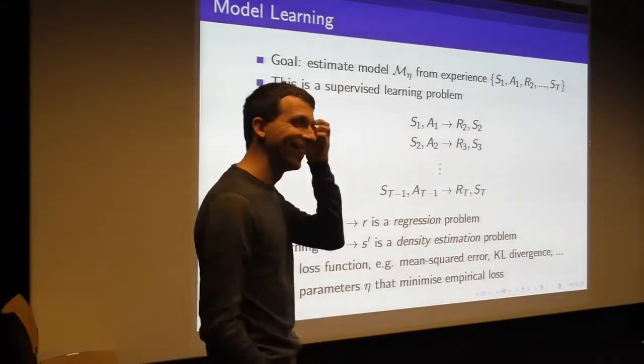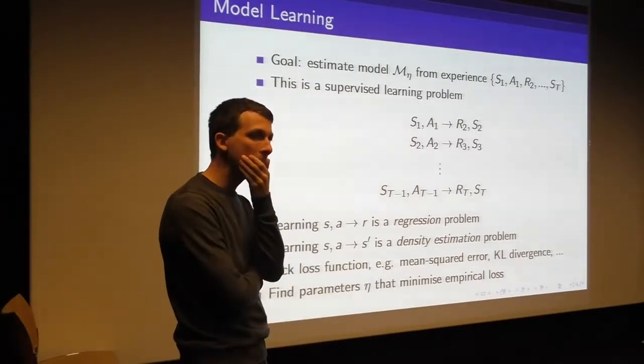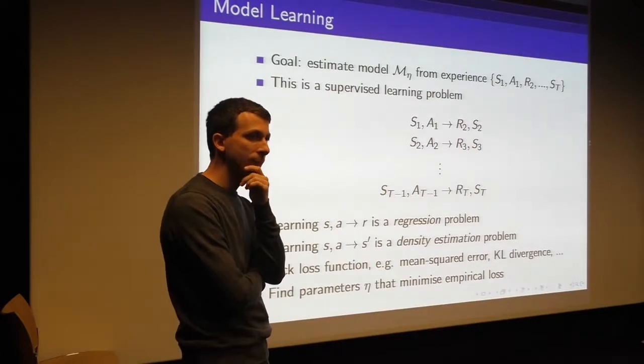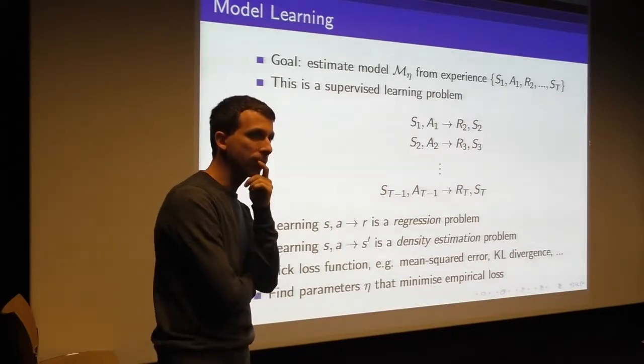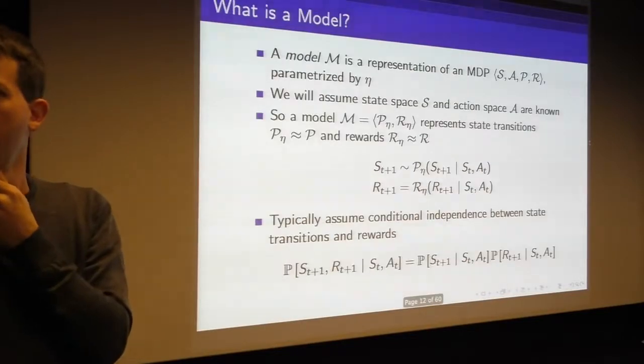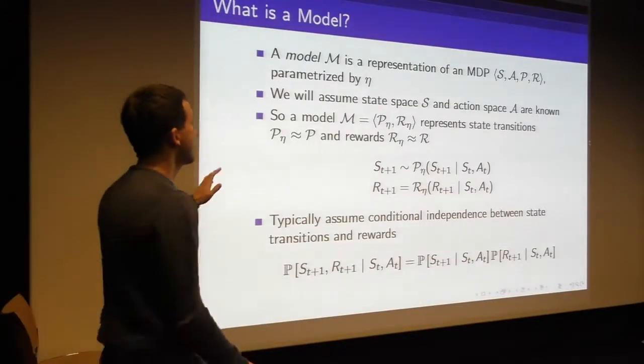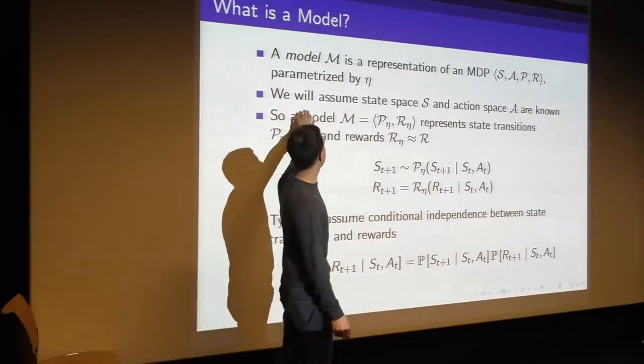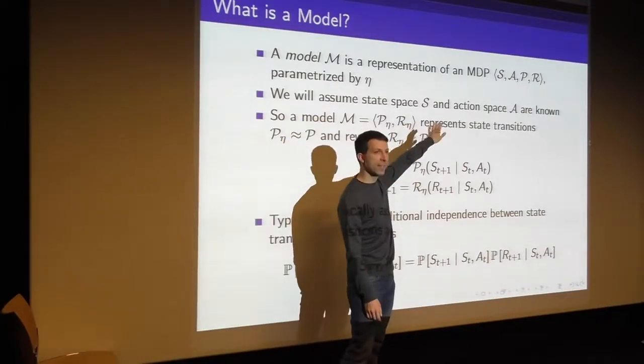In the situation we're considering here, do we know our state space, or are we actually able to, say, make our own features? For the purpose of these slides, we're assuming that we know the state space and the action space.